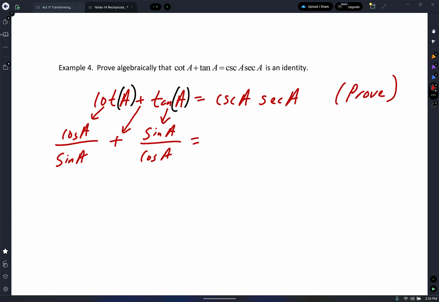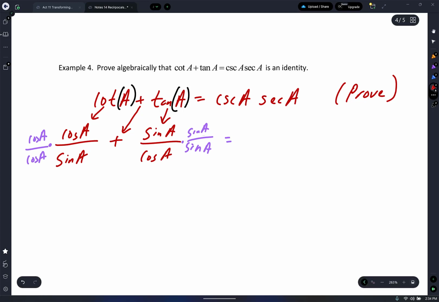Okay. The only way to add those 2 terms up is to get something called a common denominator. Do you guys remember that from your elementary days? So I'm going to multiply this term on the left by cosine A over cosine A. I'm going to multiply this term on the right by sine A over sine A. And I guess I should have moved the equal sign. Sine A over sine A.